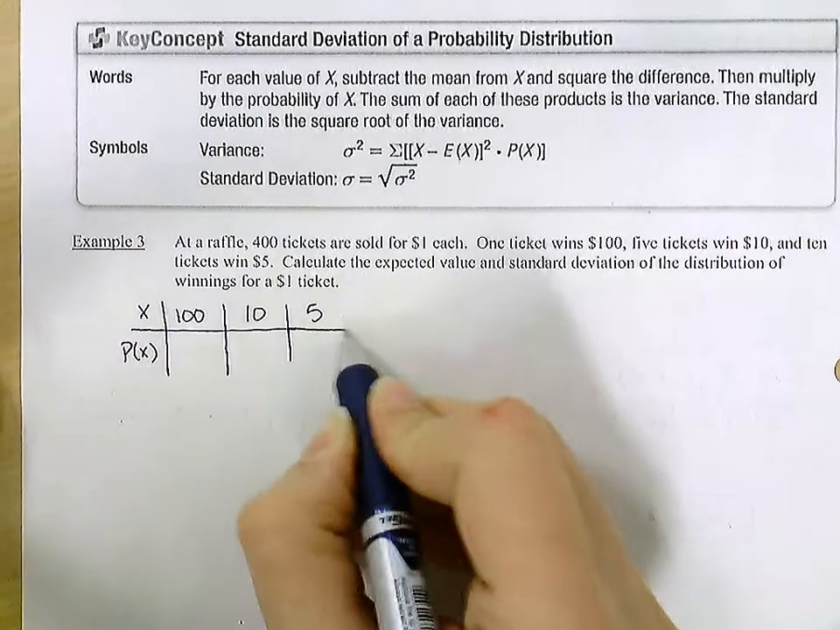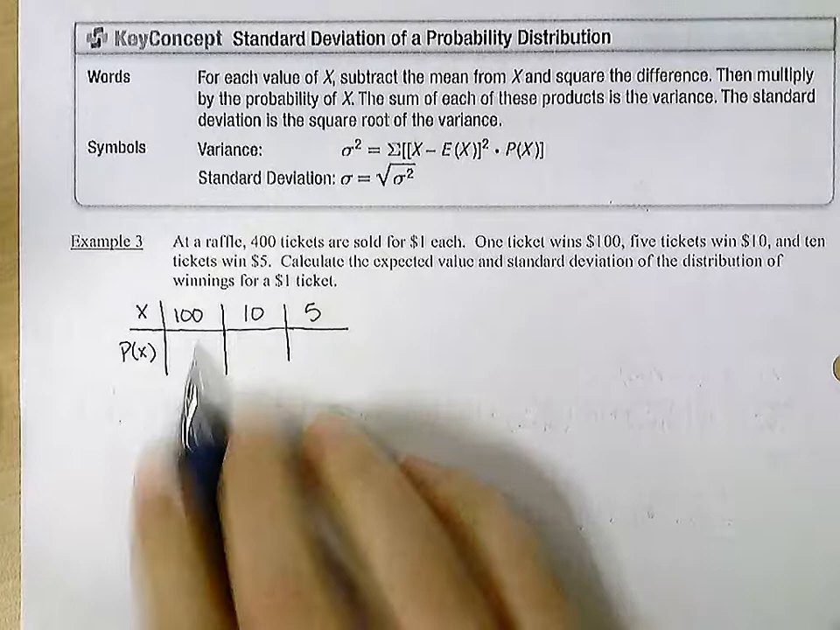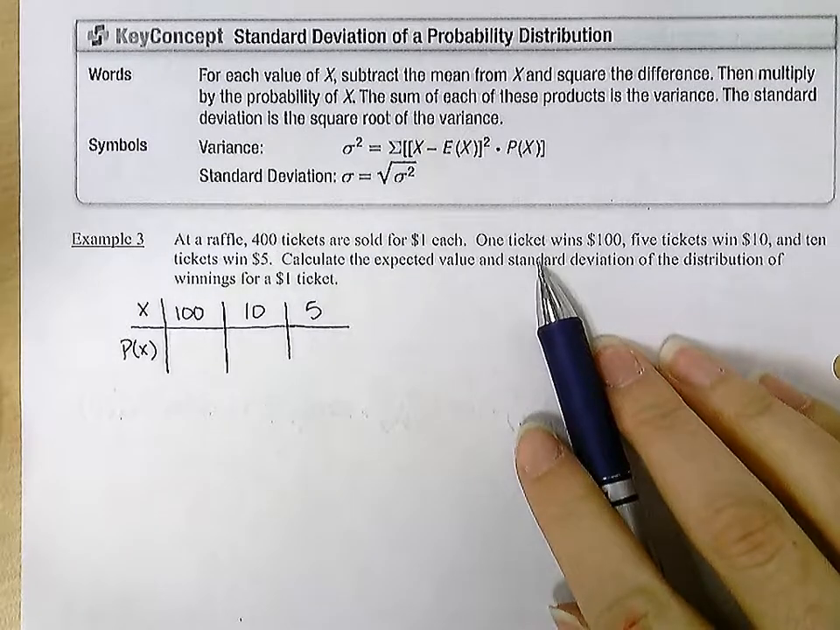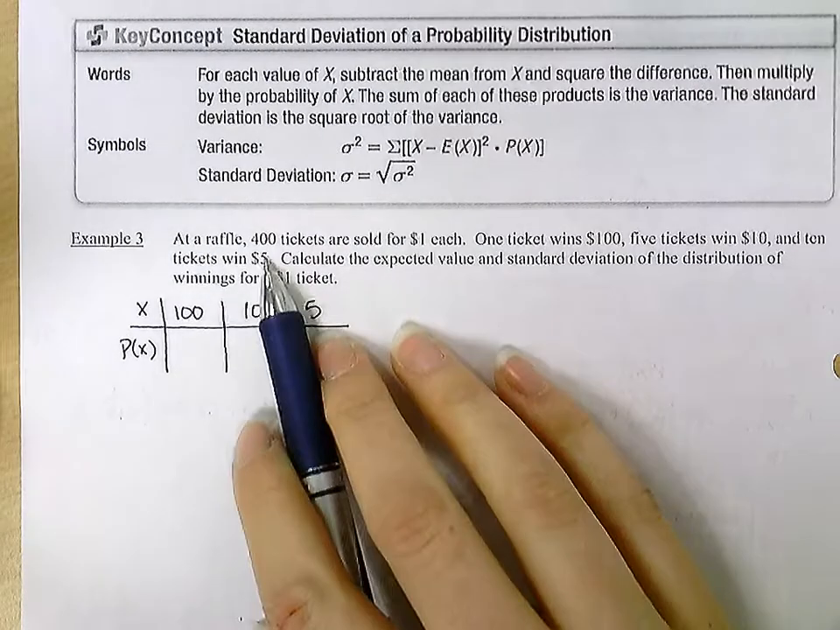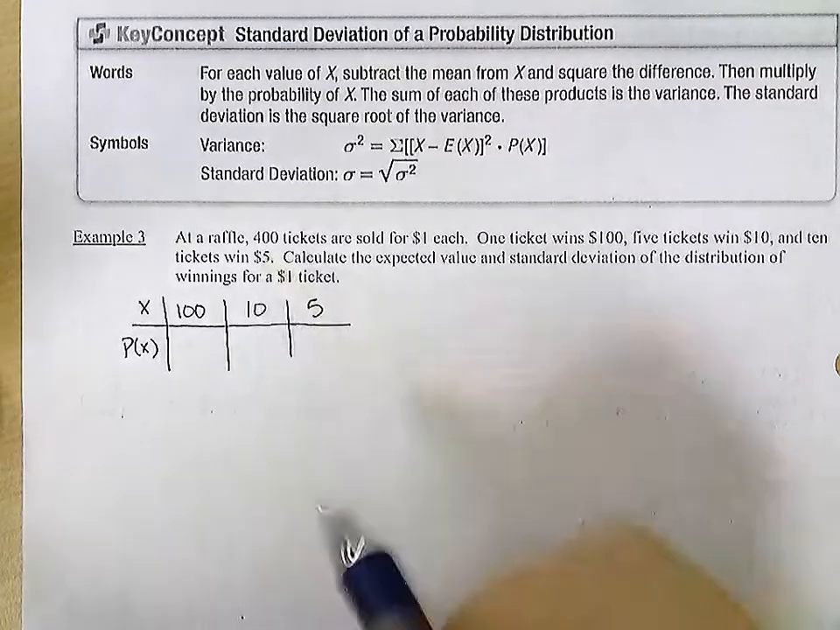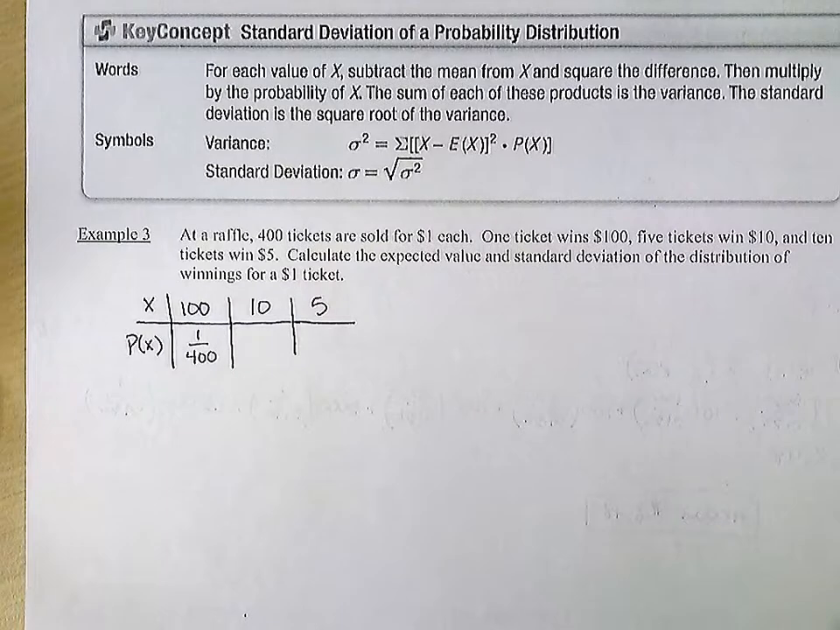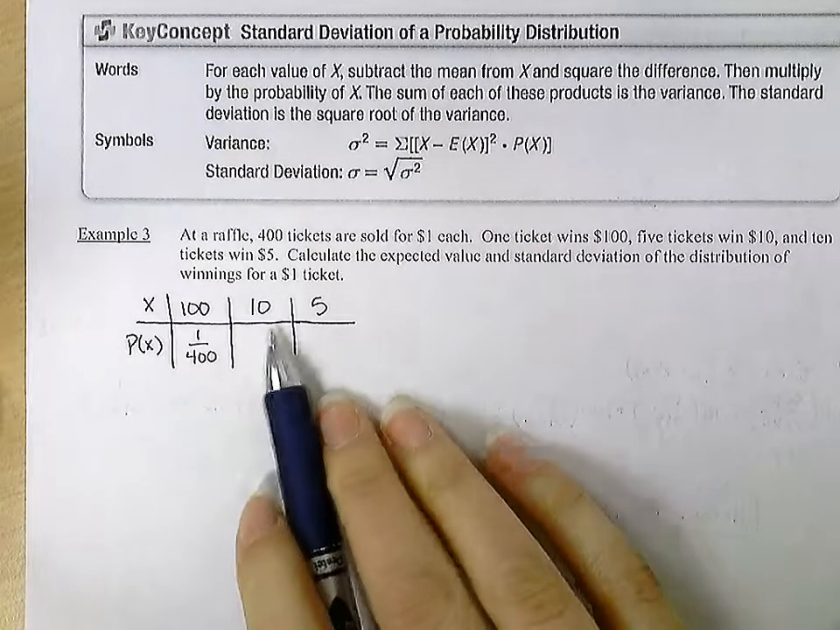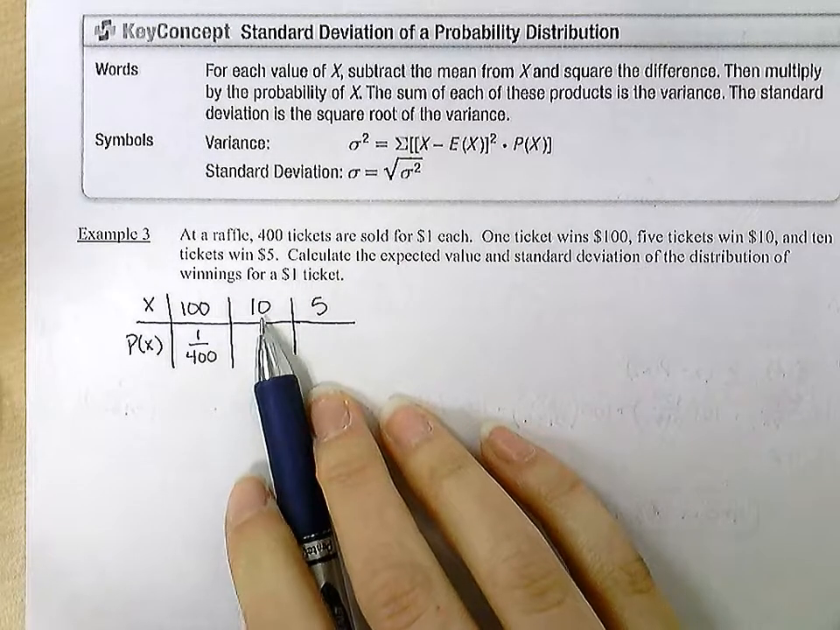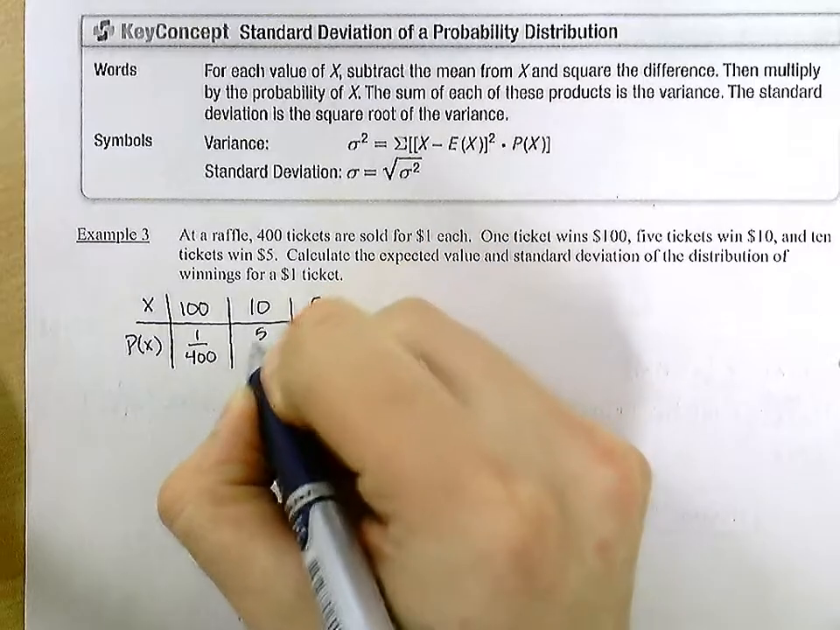Now what's the probability of 100? Well, only one ticket wins $100, and there's 400 total. So one ticket out of 400 wins 100. How many tickets win?